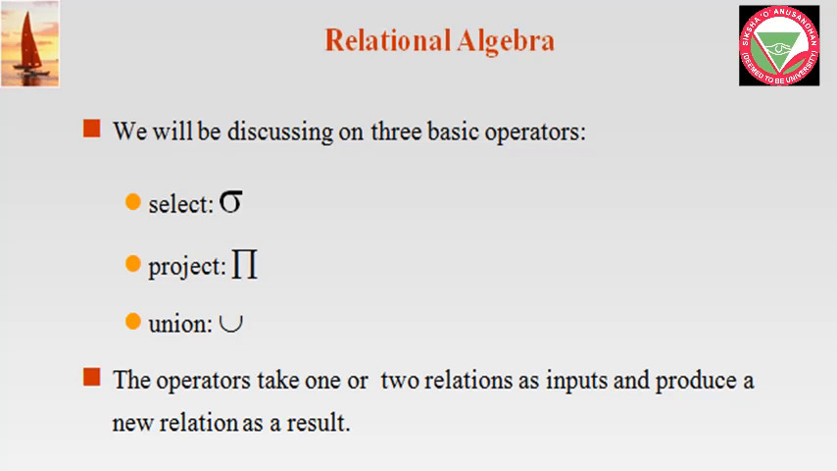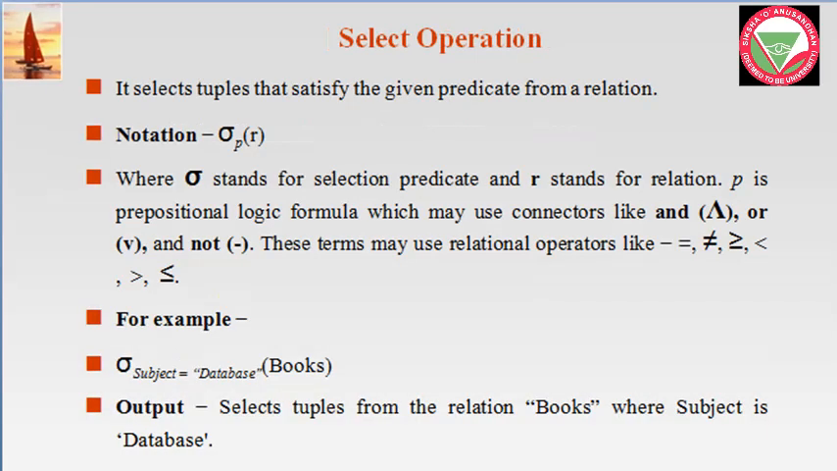As we go forward, we'll discuss each of these operations in detail, and then we'll try to carry out a few examples for each of them. So the first one is the select operation. This select operation selects all the tuples that satisfy the given predicate from a given relation.